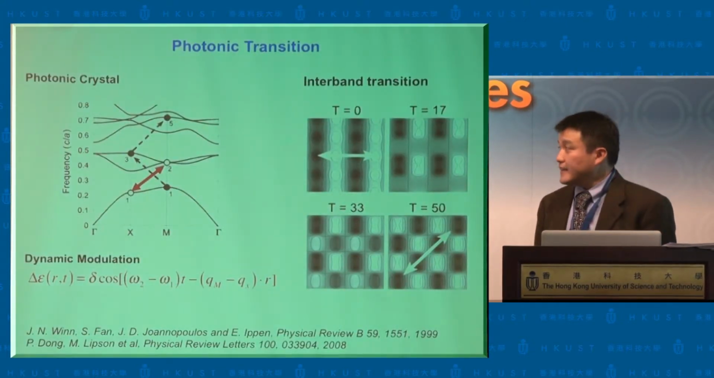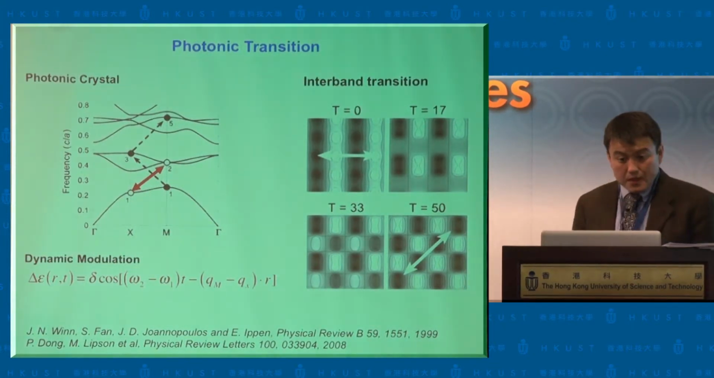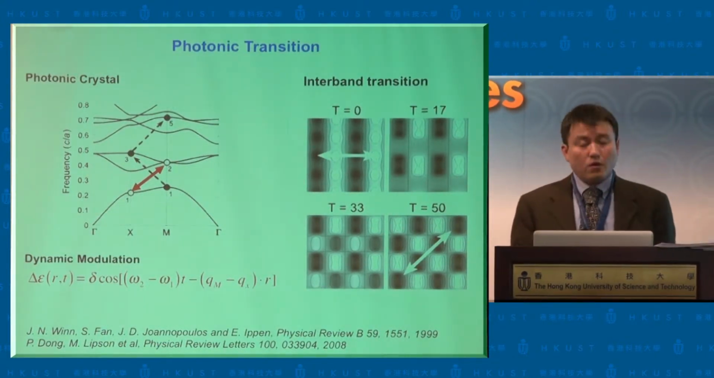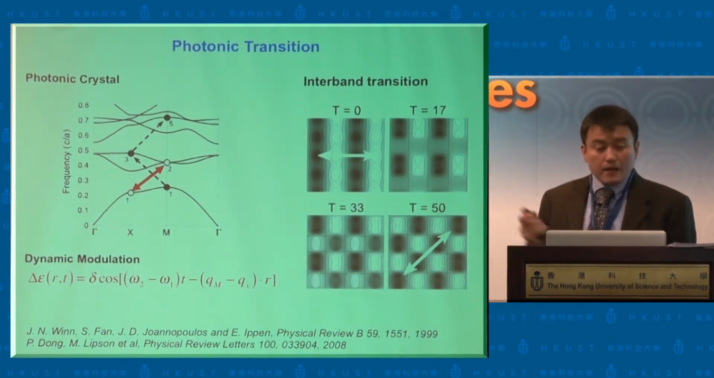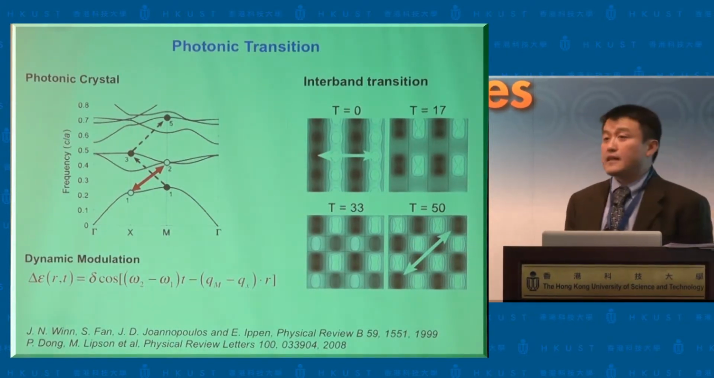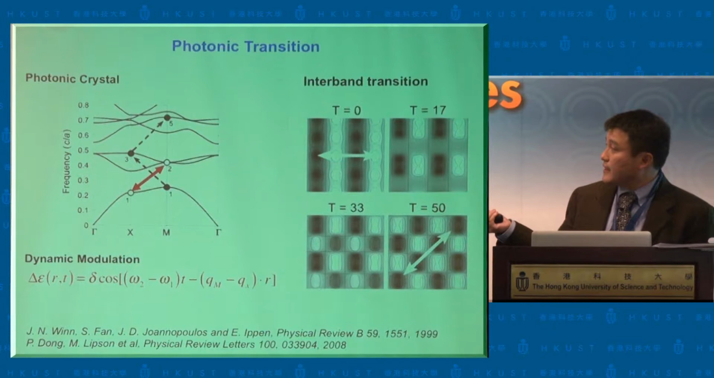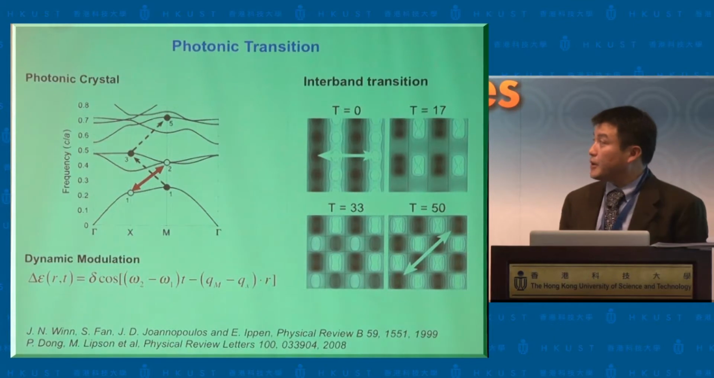The idea of photonic transition was first developed by my PhD advisor, John Joannopoulos, more than a decade ago. And the point is that if you take a crystal or any photonic structure and you modulate the dielectric constant both as a function of time and space, then you can couple different states in this photonic crystal structure together. So you can start with this state, and it will oscillate into this state and come back if you choose the modulation right. Now, this has actually been experimentally seen by Michal Lipson's group at Cornell.